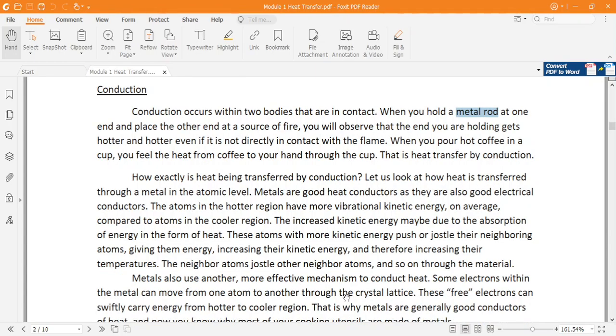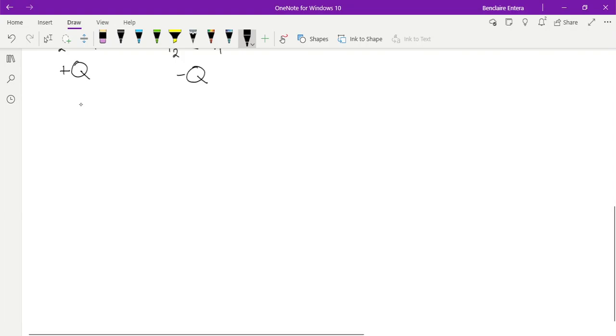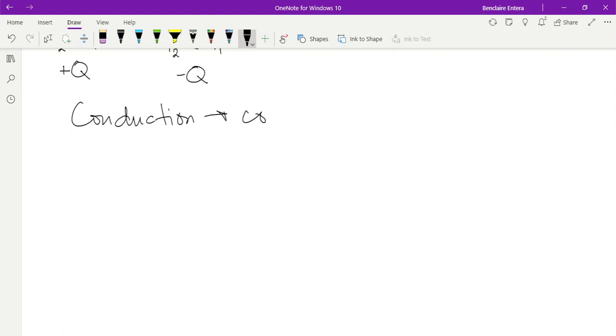So here it is, describing how conduction transfers heat. In conduction, tandaan natin na dapat may contact. For example, you have a metal rod because a metal rod is a good heat conductor. So for example, the source of heat is here. For example, you have a candle. So the candle is in contact with this side.